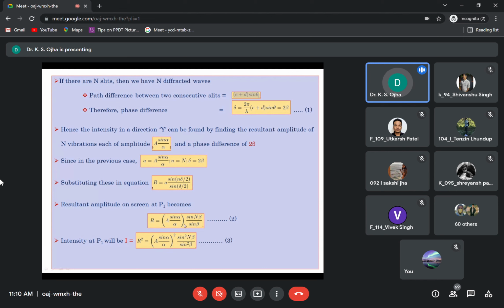Look, equation 2 we have written directly. If you want to see how these steps have been written, you can go through the book. In whatever book you have, this is very easily explained. They use some trigonometric equations and have solved it. So from equation 3 we are now going to find the position of the principal maximum.